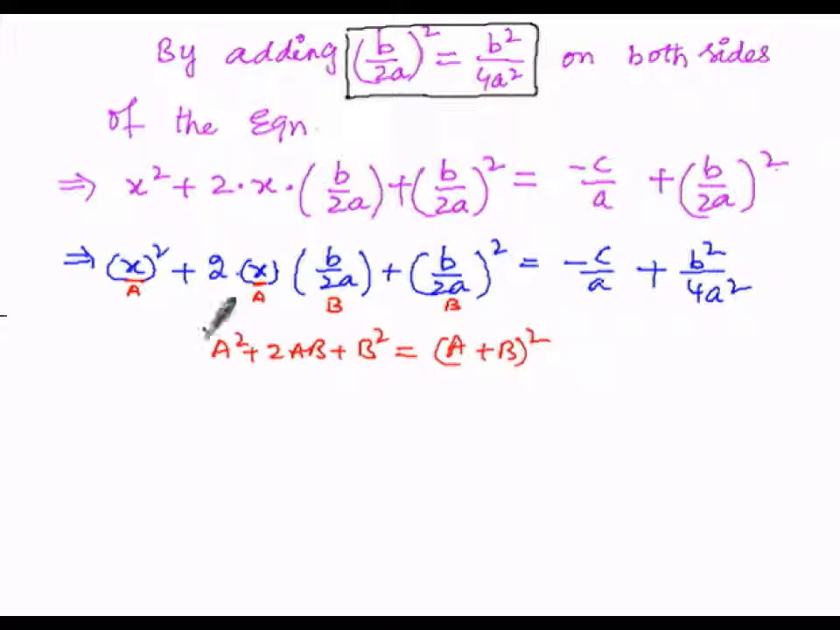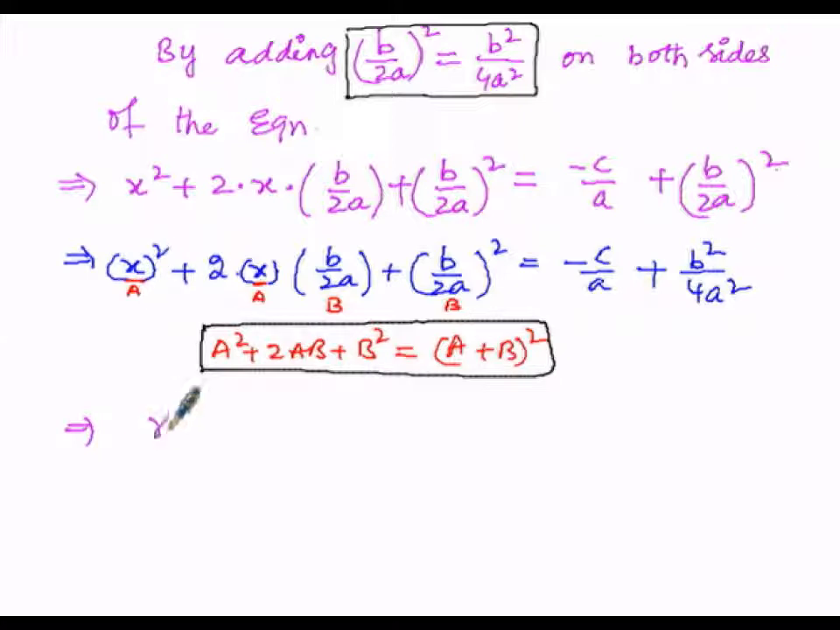Based upon this special product, the next logical step is, since it is a square plus 2ab plus b square, we can write it as a plus b whole square, where a is x and b is b by 2a. So instead of x square plus 2x into b by 2a plus b by 2a whole square, we write x plus b by 2a whole square. The right hand side is minus c overall divided by a plus b square overall divided by 4a square.